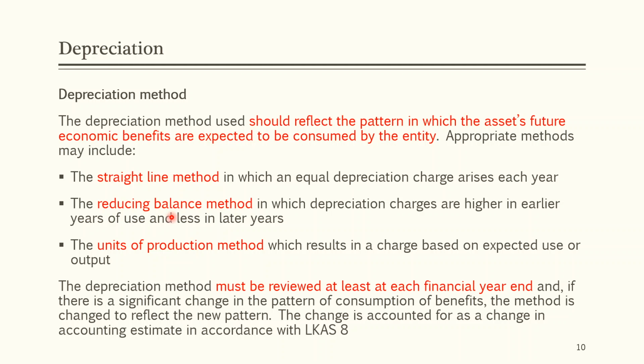Or if there is a particular asset that we are going to use more in the initial years and gradually decrease the use of, the reducing balance method may be the most appropriate method. So depreciation charges are higher in earlier years of use and less in later years. Or we can use the units of production method, where the charge is based on expected use or output. On how much we have used, how much output we have produced, based on that we can depreciate.